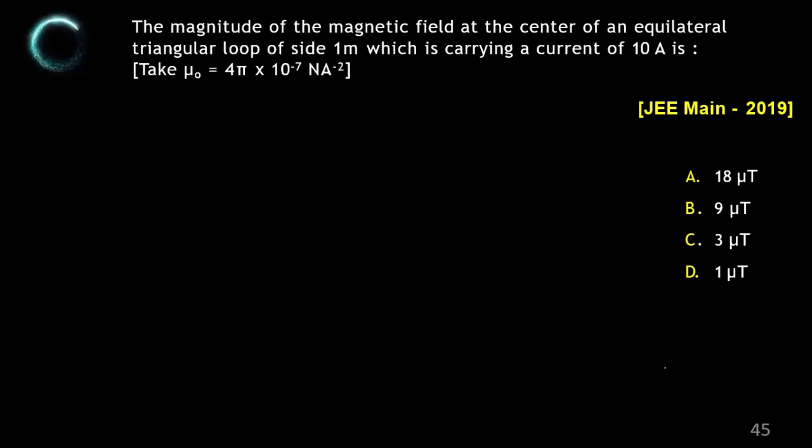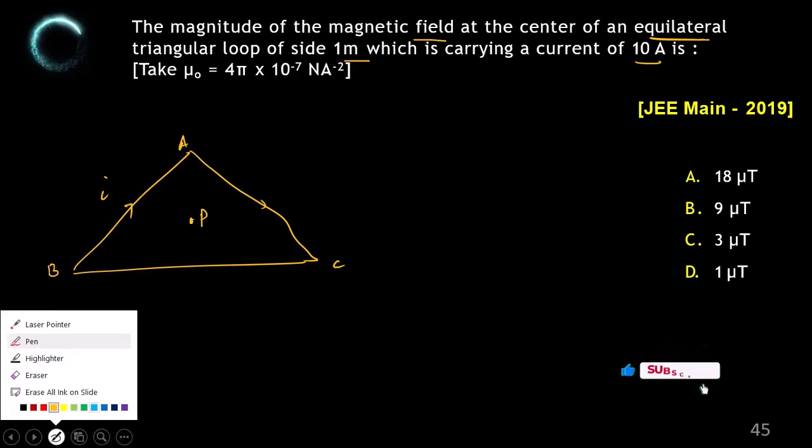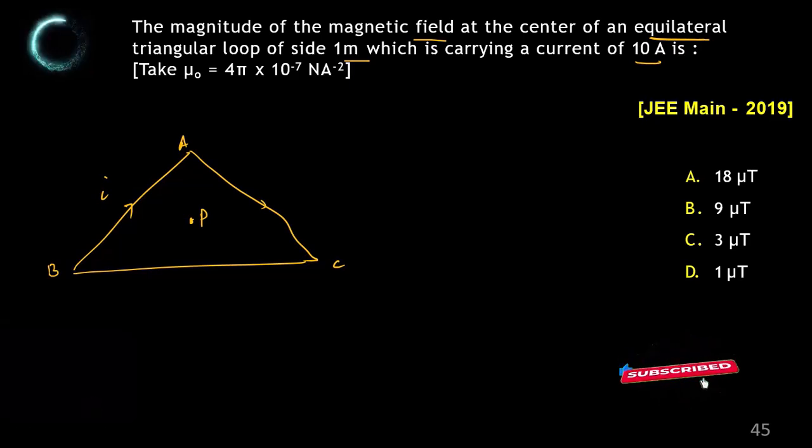So now, find the magnitude of the magnetic field at the center of an equilateral triangle loop of 1 meter side, which is carrying a current of 10 ampere. Center means the centroid. So this is ABC, and let us say the current is flowing in an arbitrary direction. This is the point P where you want to calculate. So again I have to calculate for one wire and then add these. For one wire, if I draw this perpendicular, this is our D distance and these are the angles.